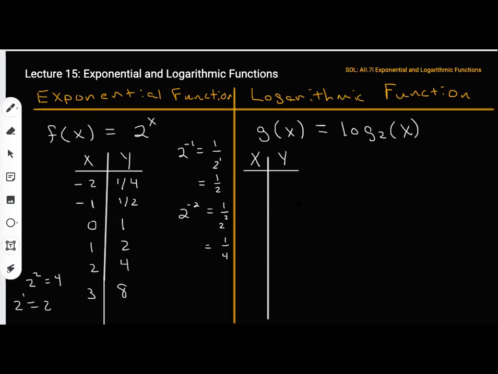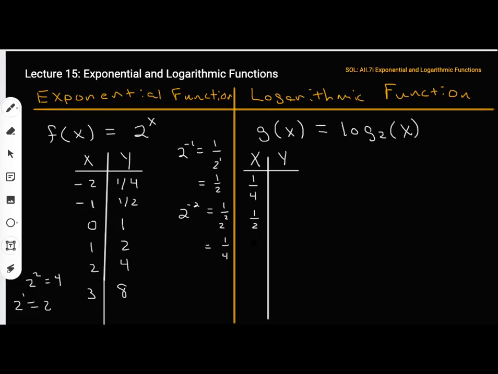So what are the powers of 2? The powers of 2. So if you think about it, those powers of 2 are going to be our x values, right? So starting with the powers of 2, I'm going to have 1/4. So I'm going to put 1/4 right here. And then I'm going to have 1/2.